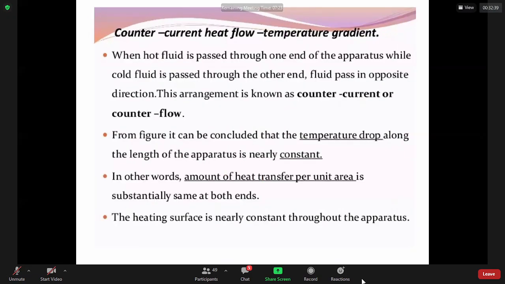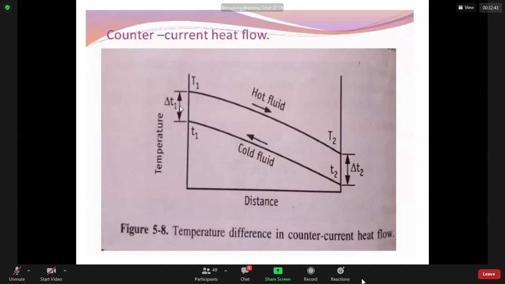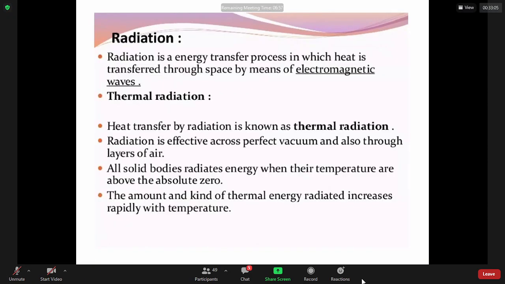While in counter current flow, the temperature difference is different. We have the cold fluid coming out, while the hot fluid is coming down. So it cools here, while the cold fluid raises its temperature. There is a temperature difference between the two, and those ones are well explained. So we shall begin maybe with radiation next time when we hear from each other.